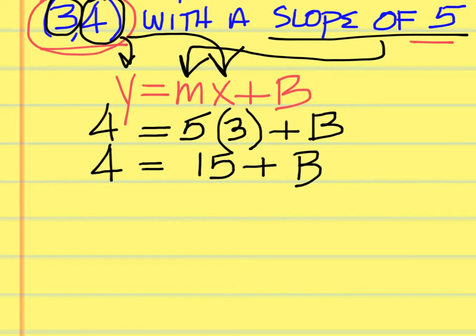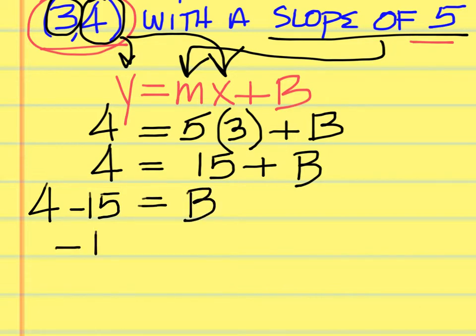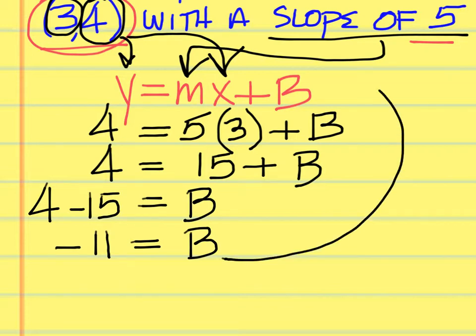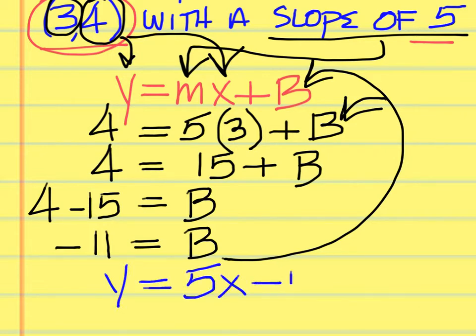And then move that 15 over to the left-hand side. Make it minus 15. And you'll end up with a negative 11 for b. But negative 11 is not your answer. That's only the piece that you have to plug back in this spot. So your answer is y equals 5x minus 11. Remember, your slope was 5. Slope goes here. And we just solved for the y-intercept, negative 11. It goes here.